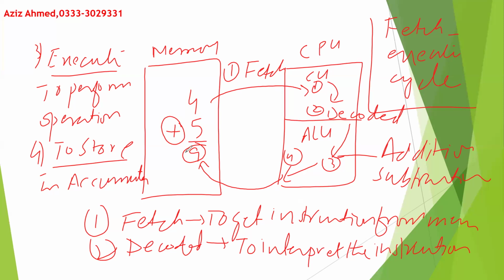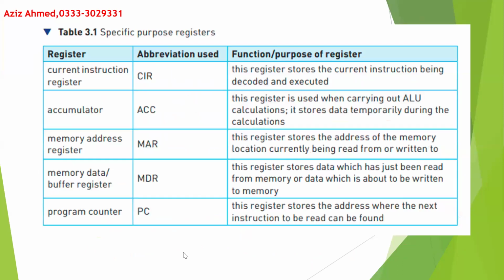Okay, you got the idea? Yes. Now we again go to the table so that you can understand the rest of the registers. So the accumulator, as I told you, is the register used when carrying out ALU calculations. It stores data temporarily during the calculation. As I told you, the accumulator stores the result of the ALU. The ALU always stores its result into the accumulator, and from the accumulator it is transferred to RAM.